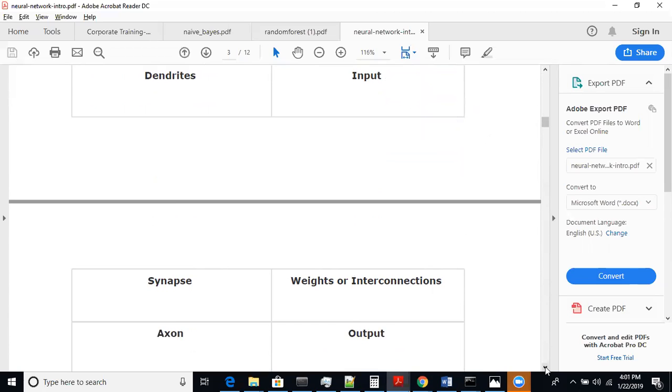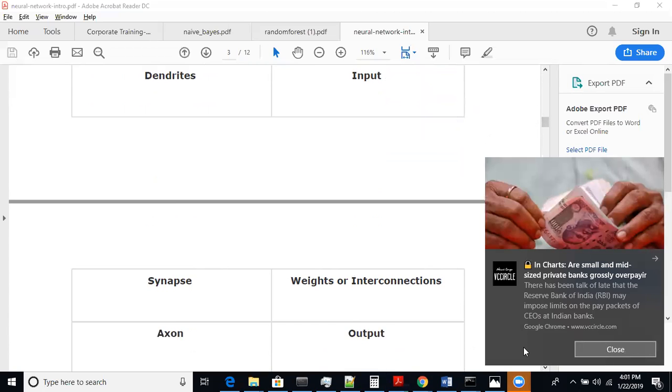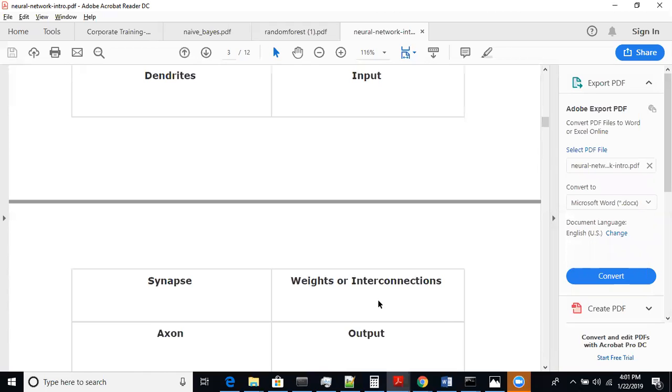Weight and interconnections are known as synapse in biological terms. So here, weight means the parameters which are used to adjust the equations to make a better output.